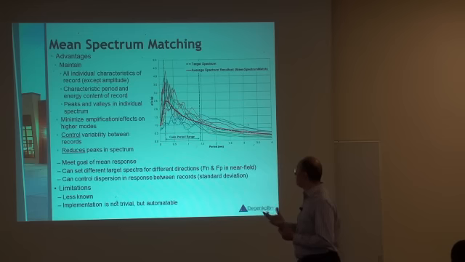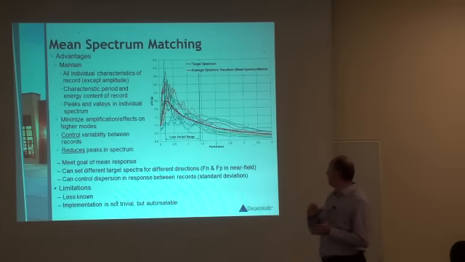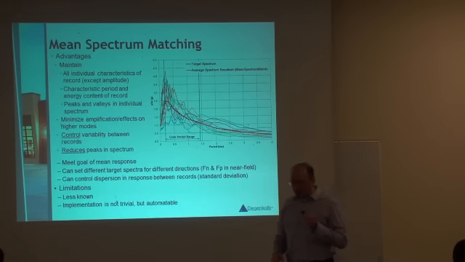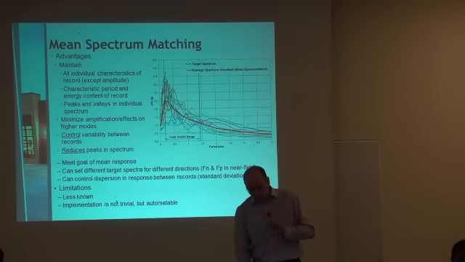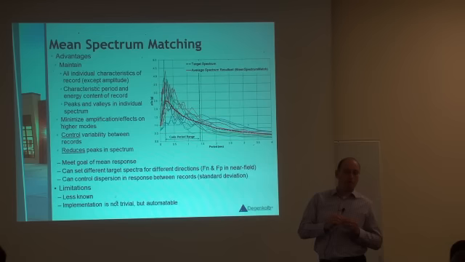So in this method, the records are scaled and modified such that on average you get a perfect match between your ground motion suite and your spectrum. The spectral matching is not done to get a perfect match between each record and the spectrum. So this has the advantage of reducing the modification you do to one record, so you don't lose the characteristics of the record.